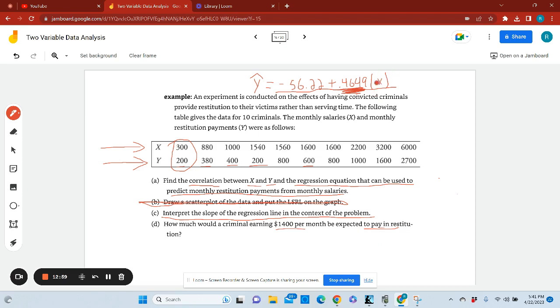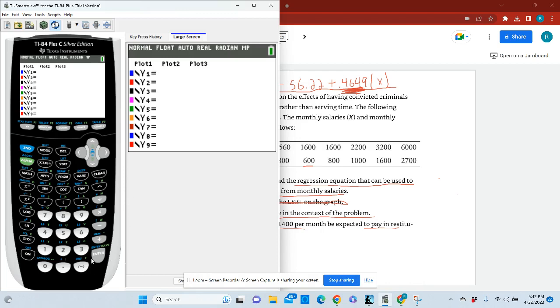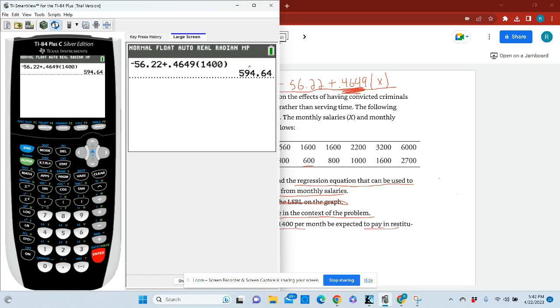restitution? I just got to plug 1,400 in here in my calculator, and it'll tell me about how much they should pay in restitution. So negative 56.22, right? Let me get out of here. Negative 56.22 plus 0.4649 times 1,400. And my predicted restitution payment would be $494 and 64 cents.